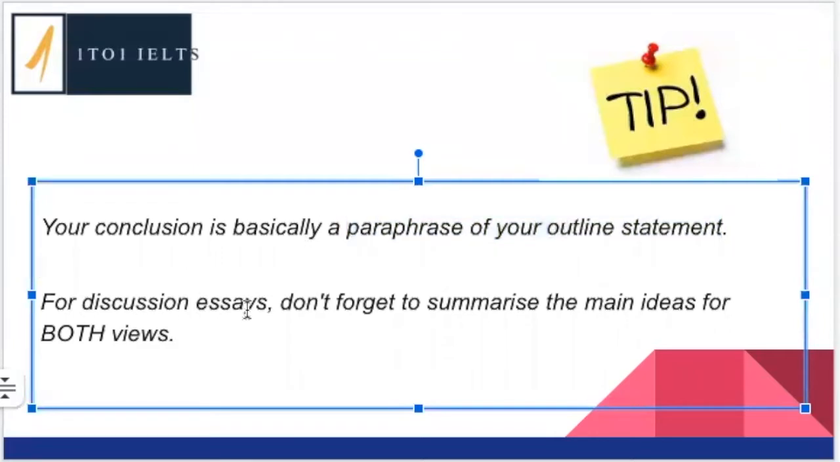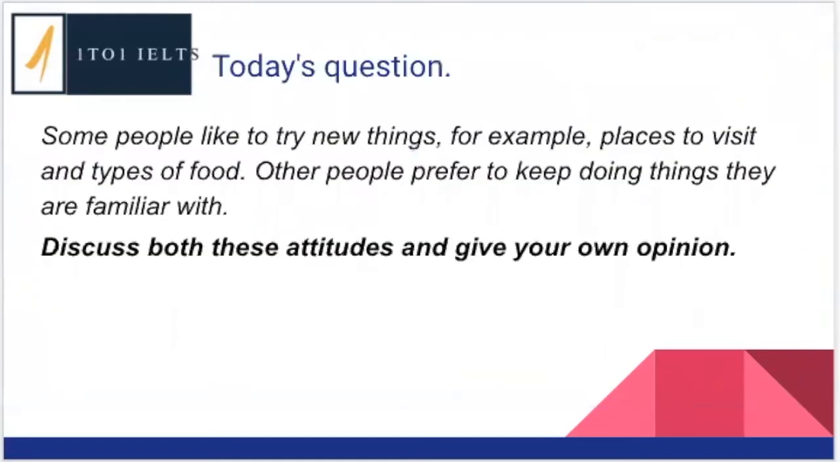If you're writing discussion essays, don't forget to summarize the main ideas for both views. What a lot of students will do in discussion essays, I've noticed, is they'll summarize the view that they agree with, they'll state that they agree with this idea, and they'll completely and utterly forget about the other idea. Or what they might do is just repeat the given view. Remember, you're meant to be summarizing your ideas. You're not repeating the views which were given in the question, you're repeating your ideas. So those are the main pitfalls that people have when writing conclusions.